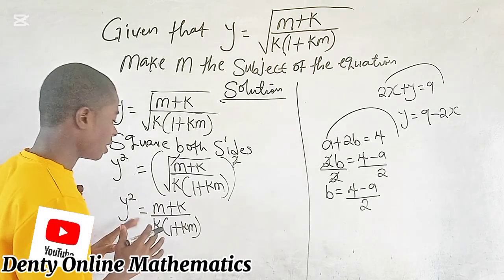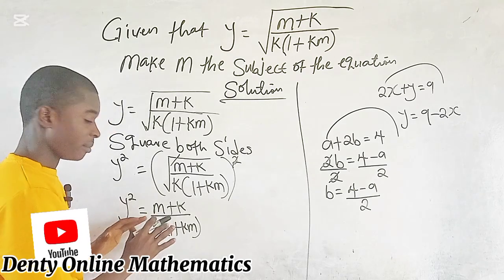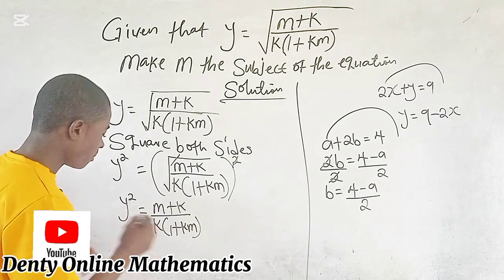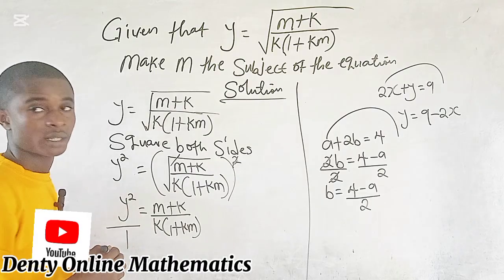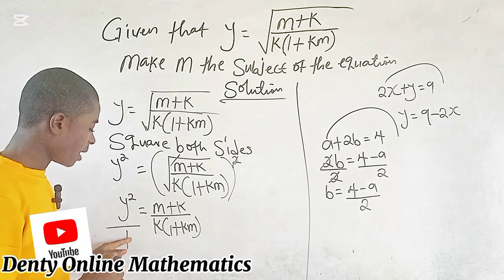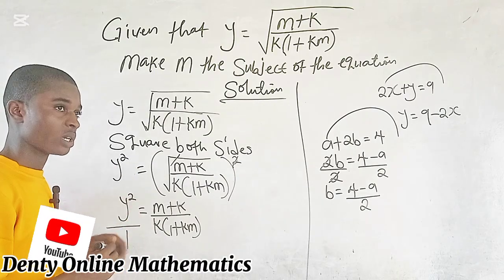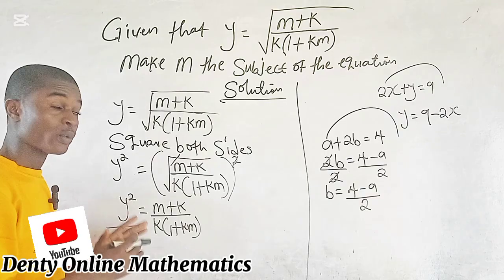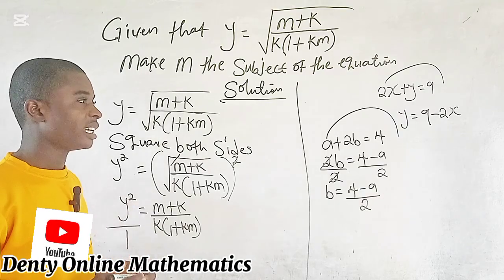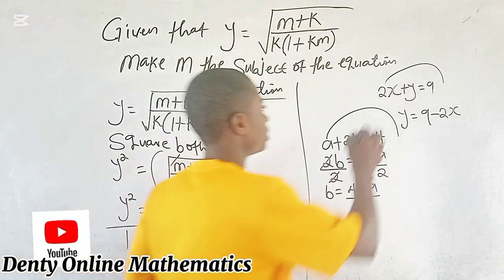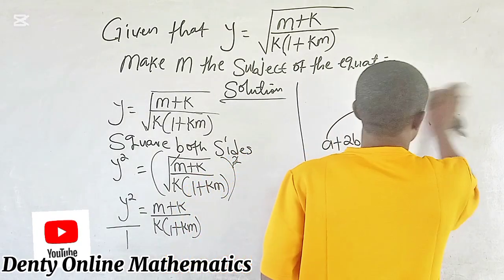At this point now, I'm trying to make m stand on its own. Remember, y squared is over 1, because y squared divided by 1 is the same thing as y squared. So what I will do is cross multiply. You get? So we are taking that to the other side of the board.